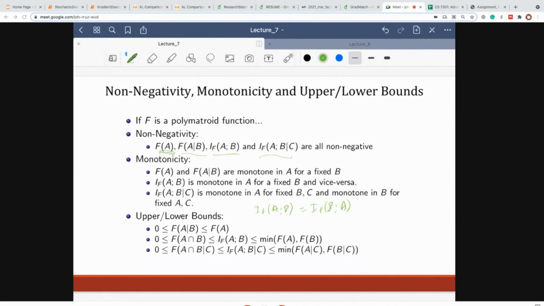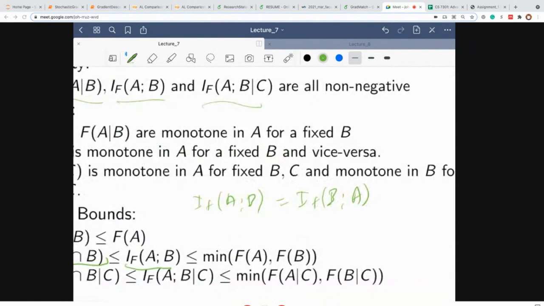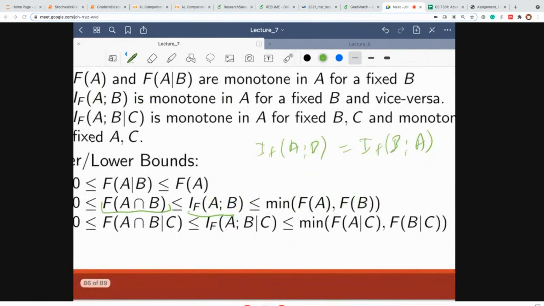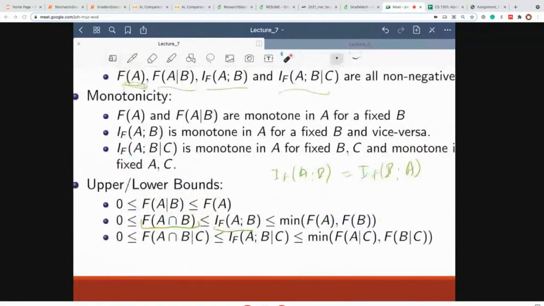Finally, we have some lower bound properties. So we have 0 is less than or equal to f of A given B, which is less than or equal to f of A. And then you have this bound on if of A comma B: the information contained by the intersection is less than the mutual information, which in turn is less than the minimum of f of A comma f of B. So this is a nice inequality that connects these different concepts. Similarly, you can write this down for the conditional mutual information.